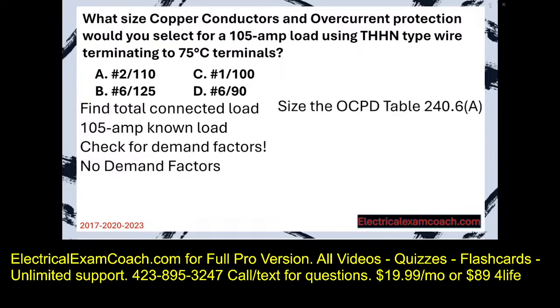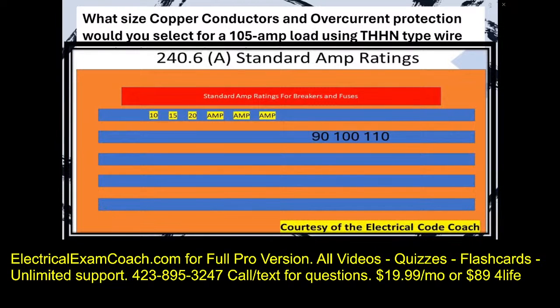First thing we're going to do is size our overcurrent protective device. For that, we head to table 240.6A and choose the next standard size up. And this is why it's very important for you to always go to the table and not just go off of memory or what you might do out in the field. Because out in the field, you might say, oh, this needs to be on a 125 because 125 is a common number. But how many of you know that there's actually a 110 amp breaker in between 100 and 125?